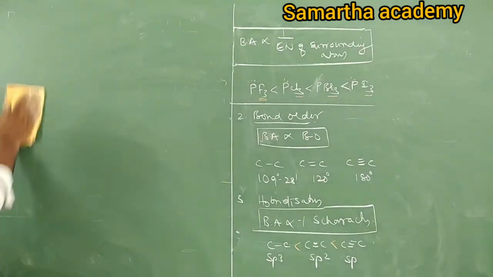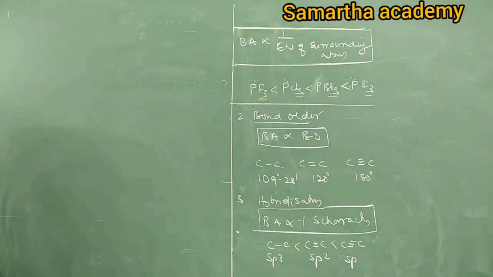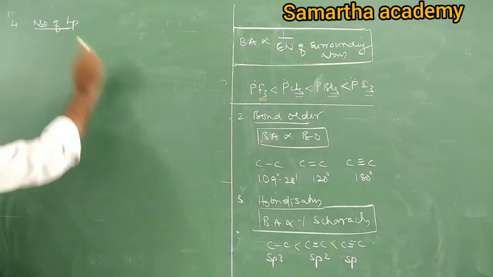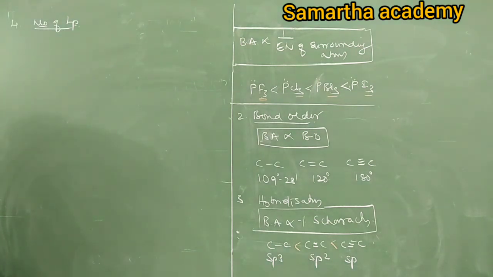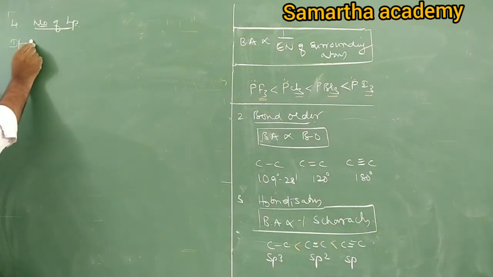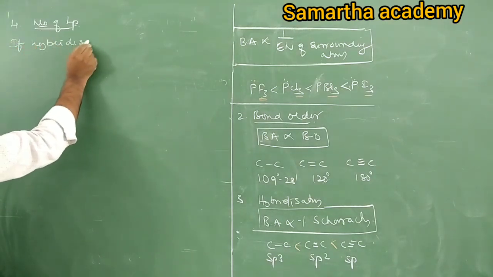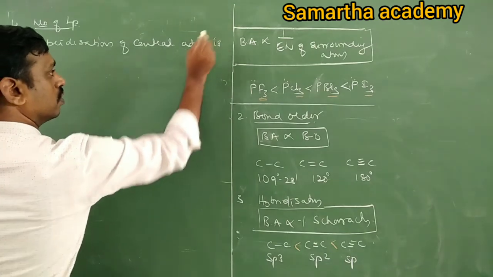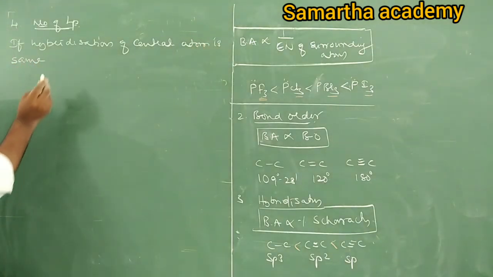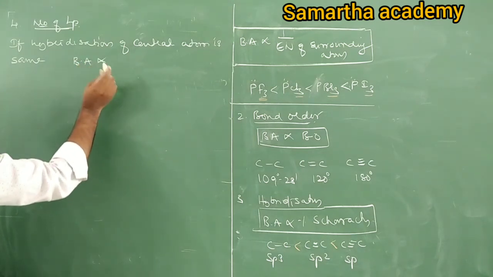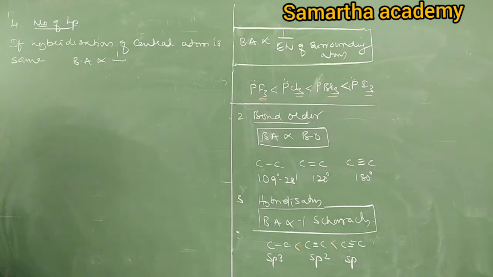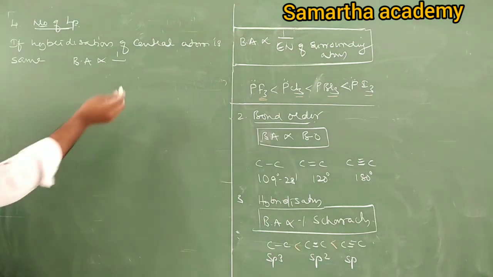Next is lone pair of electrons, the number of lone pairs. Here the condition is, if the hybridization of the central atom is the same, then bond angle is inversely proportional to the number of lone pairs.